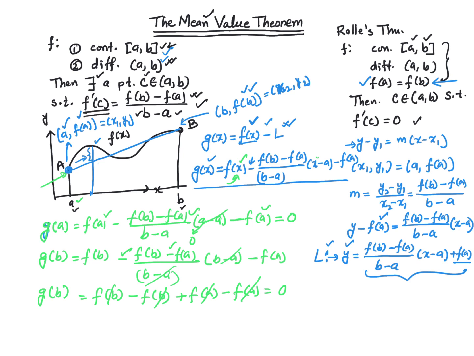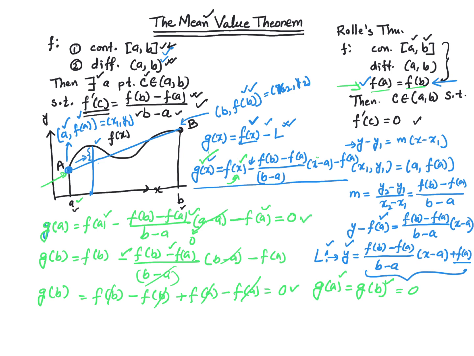Oh, by the way, we just found out that g of a is equal to g of b. So this new function g of x that I have devised has the third characteristic, or third contingency, being satisfied. The third contingency in Rolle's theorem is that at f of a and f of b, the function values must be the same. In this case, my g of a and g of b are the same, and both of them are equal to 0, by the way. I just showed it to you here.